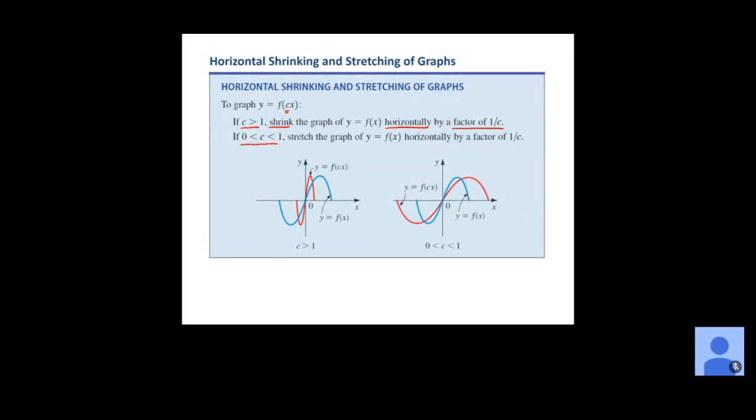If the c value now is a fraction or decimal between 0 and 1, then we're going to have a horizontal stretch by a factor of 1 over c instead. Again, everything on the inside is backwards from what you would expect. So a c value greater than 1 actually shrinks it horizontally, and a c value between 0 and 1, those fractions and decimals, are going to stretch it horizontally instead. Any questions on the horizontal stretch and shrink now?